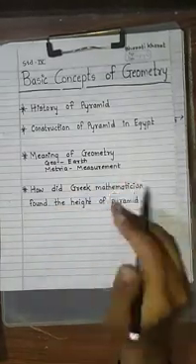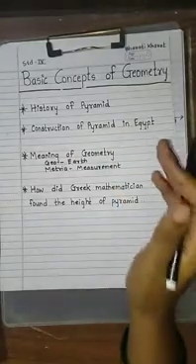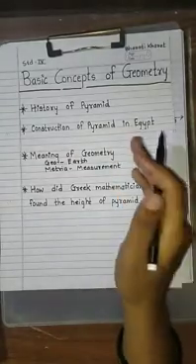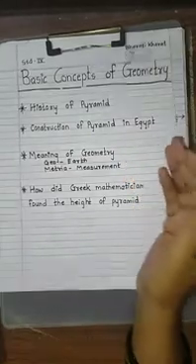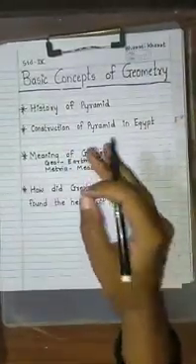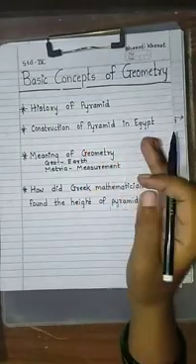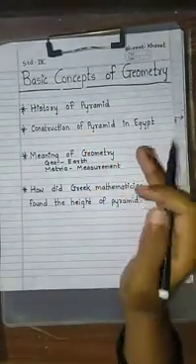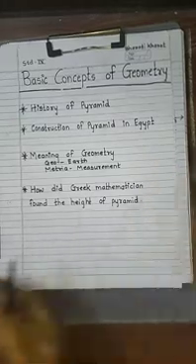In this topic, it is told that Thales had visited pyramids of Egypt and measured its height with the help of its shadow and used the properties of similar triangles to know the exact height of the pyramids. So see how intelligent the mathematicians of that period were.